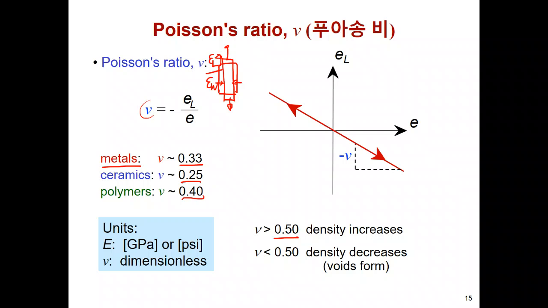But the polymer, in other words, is almost similar to the rubber material, so their Poisson ratio is extremely similar. But the other materials do not show volume-conserved deformation, and they show a brittle behavior.